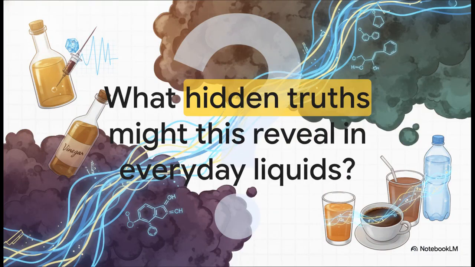Which leaves us with this final thought to ponder. If tracking the simple, invisible dance of ions can effortlessly bypass dark, turbid liquids to accurately map acidity and catch fraudulent spiked vinegar in the lab, what other hidden chemical truths might this method reveal in the everyday liquids you consume?